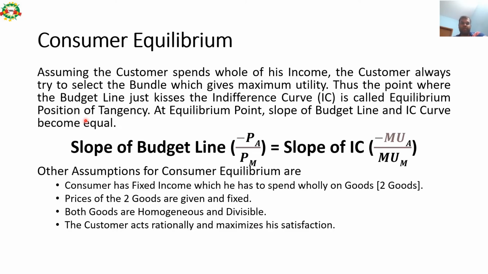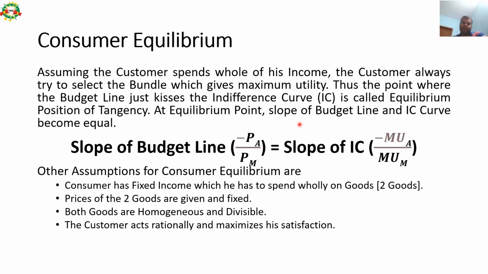So we have already understood the budget line, we have already understood the indifference curve. So given a level of specific income, if we draw the budget line as well as the indifference curve for the customer, the point where the indifference curve and budget line just kiss each other is called the equilibrium position of tangency.